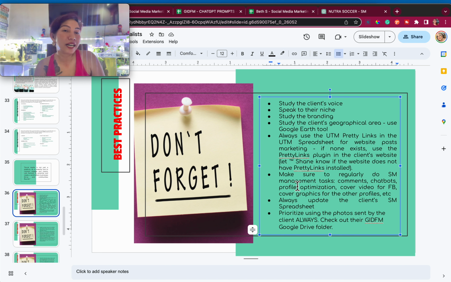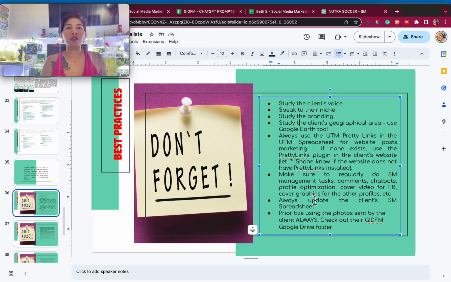You have to study the client, speak to their niche, study the branding, study the client's geographical area, and all that. Please go through this slide and all the rest one by one. These are very important, especially with studying the client's geographical area. You can use Google Earth for that.